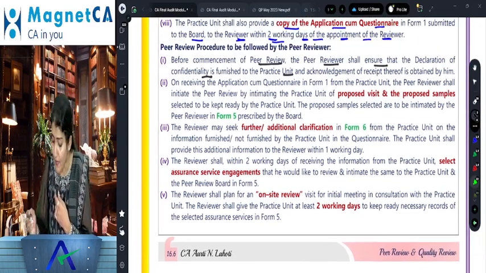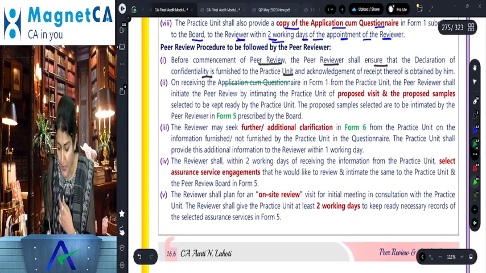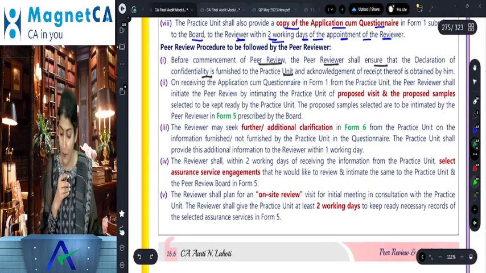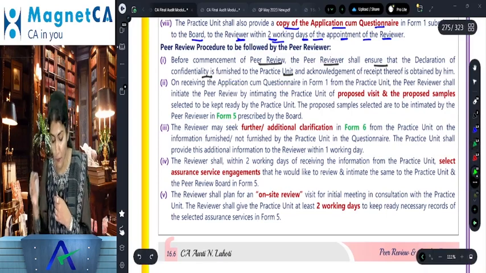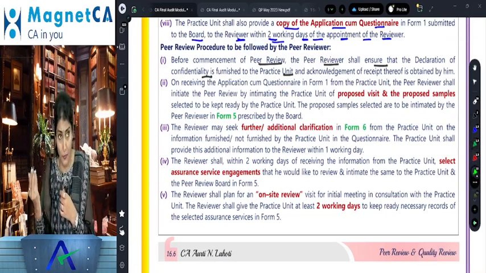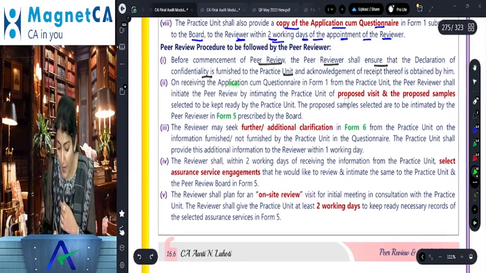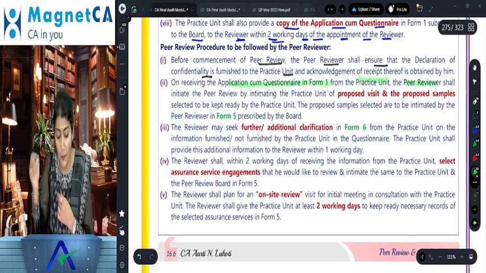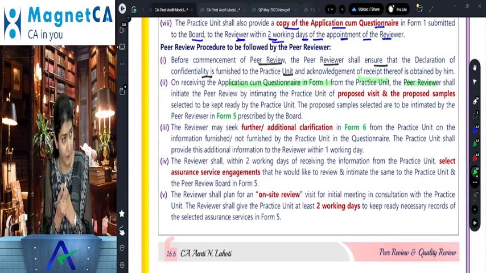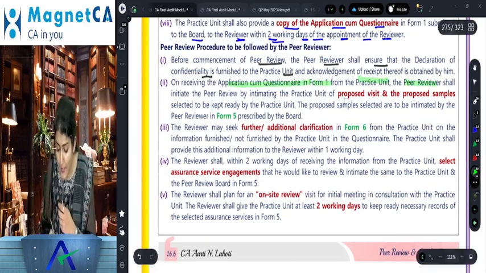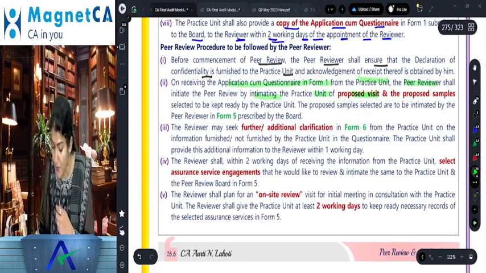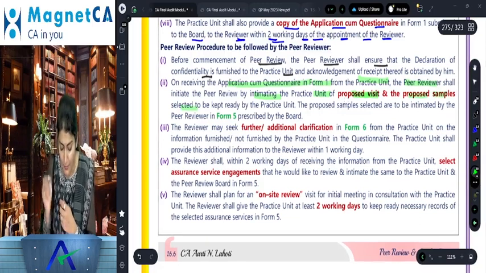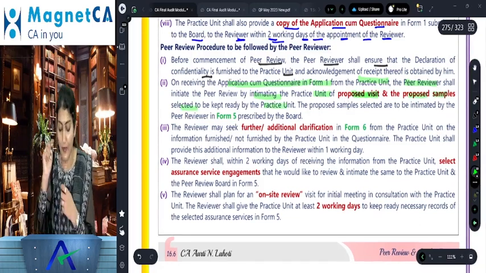And now on receiving the application cum questionnaire in Form 1 from the practice unit. Who has received this Form 1? The peer reviewer from the practice unit. Now the peer reviewer will initiate the peer review by intimating the practice unit the proposed visit and the proposed sample selected to be kept ready by the practice unit.